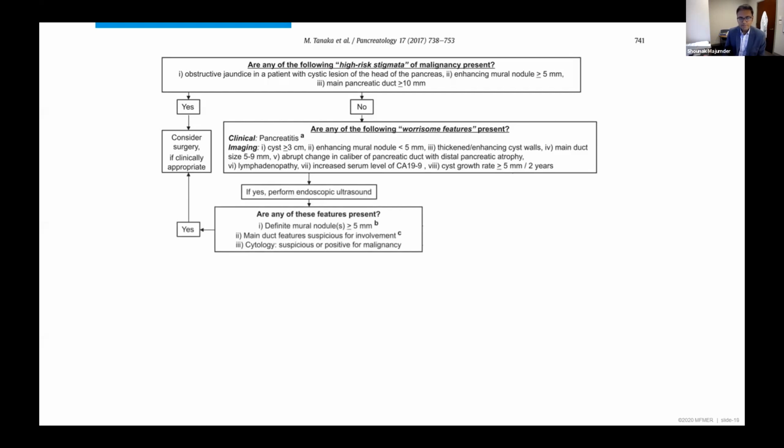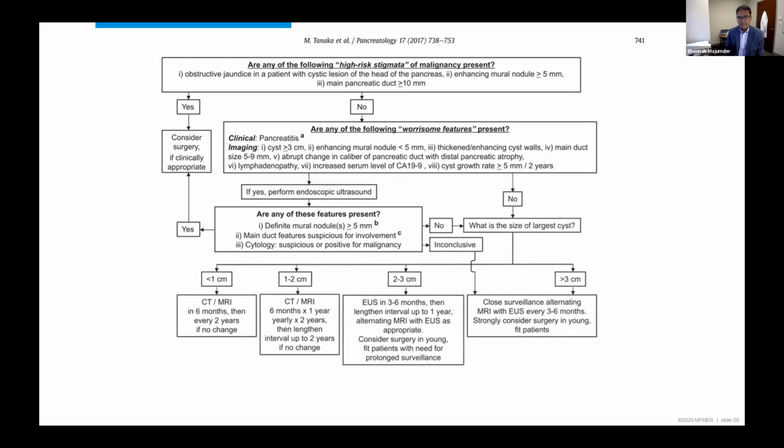Now, if worrisome features are present, the Fukuoka guidelines suggest we further evaluate the cyst with an endoscopic ultrasound. Again, we are looking for a mural nodule, looking for anything that's suspicious for main duct involvement or a positive cytology. If those are present, then you go back to considering surgery. And if those are absent, then the guidance is to use the size of the largest cyst to determine how frequently you would need to do surveillance imaging.